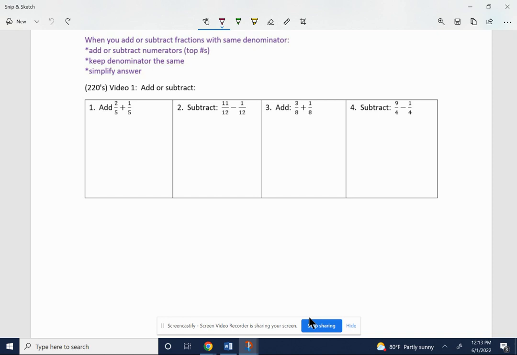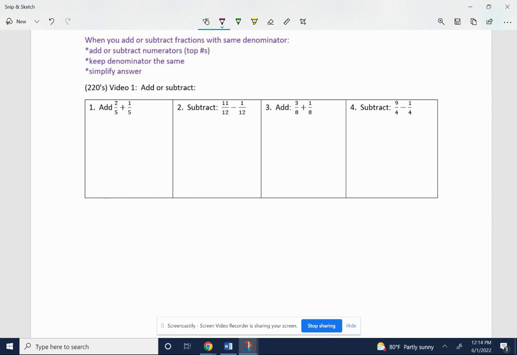Okay, this section of problems is over adding and subtracting fractions. There are no mixed numbers, and they all have the same denominator. So the trick is when you add or subtract regular fractions that have the same denominator, remember, the denominator is the bottom number, you just add or subtract the top numbers. Those are called numerators. Keep the bottom number the same, and then just make sure your answer is simplified.